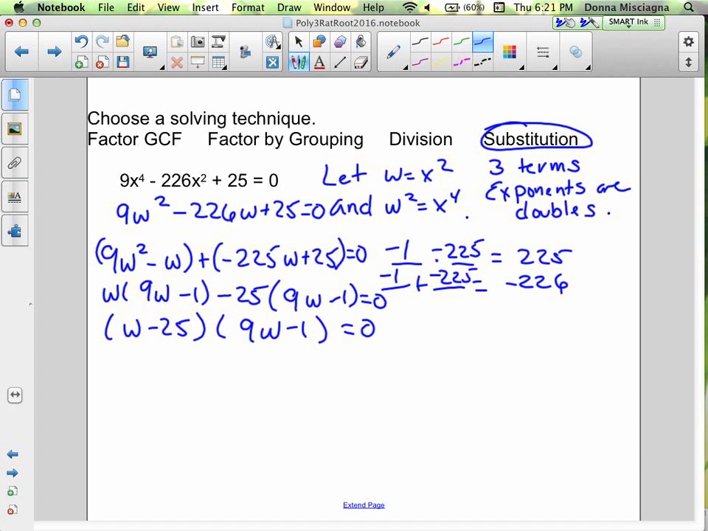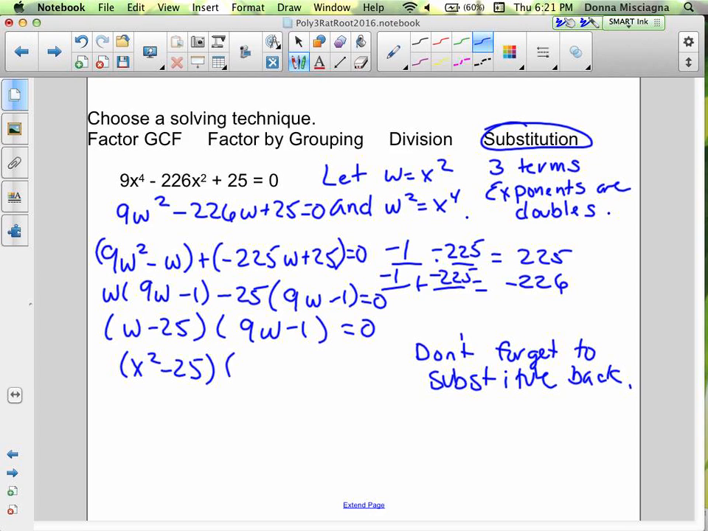And now we need to substitute back. I am going to write that down so nobody forgets. Don't forget to substitute back, because otherwise your answer is way wrong, and you did all that work for nothing. All right, so this will now be x squared minus 25 times 9x squared minus 1 equals 0.